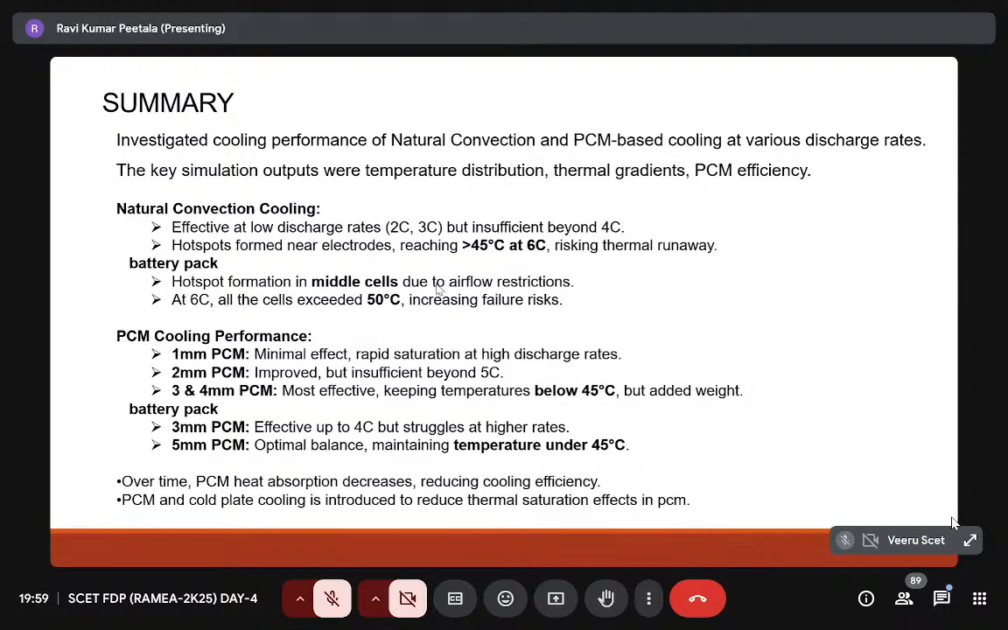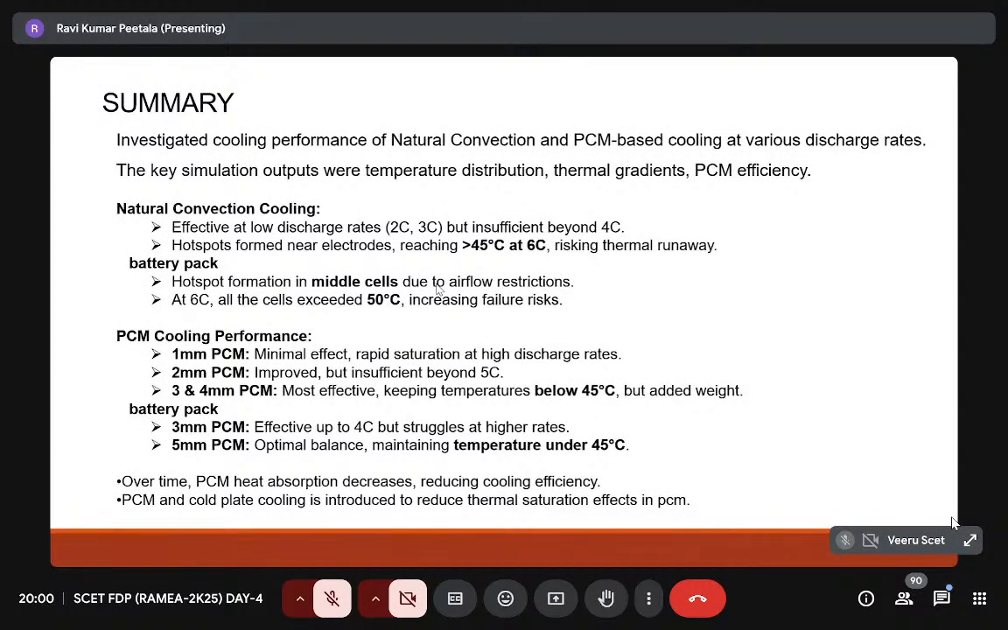So for a battery in the middle of the pack, the temperature increases drastically because of air restrictions. At the 6C rate, the temperatures increase above 50 degrees centigrade. Due to that, the failure risks increase, and thermal runaway may take place. So in this case, we conclude that natural convection can be suitable for low discharge rates.